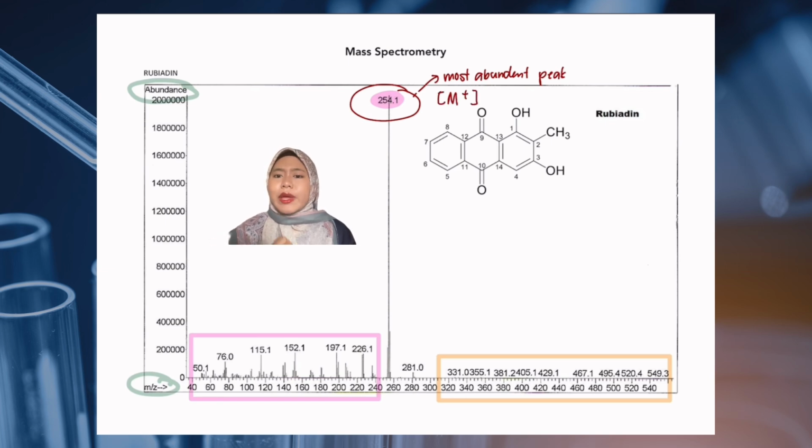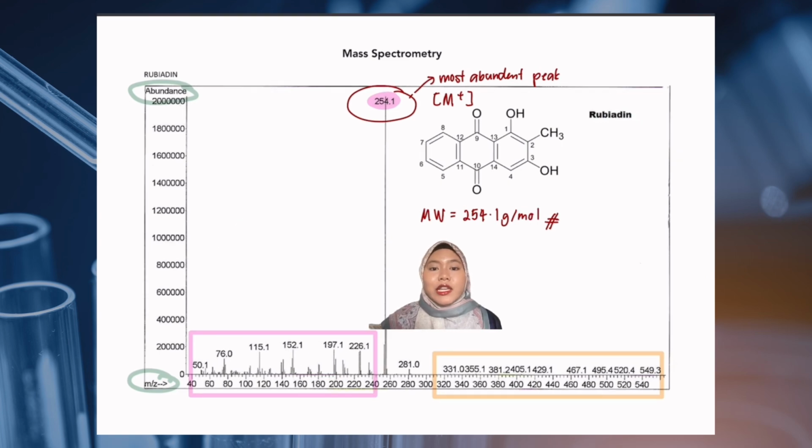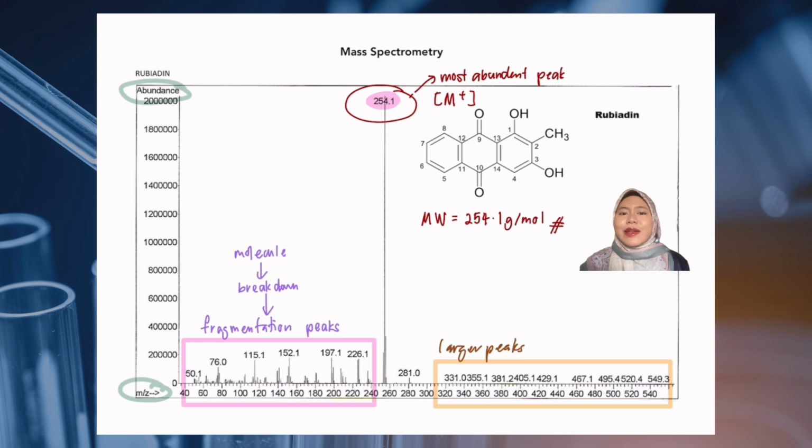So in this case for Rubiadin, if the molecular ion peak is at 254.1 mass to charge ratio, this indicates the molecular weight of the compound is 254.1 as well. When Rubiadin is analyzed by mass spectrometry, the lower peaks are recorded as well, which refer to the fragmentation peaks of the compound, because they arise from the breakdown of the molecule due to the unstable energy during the ionization process. Meanwhile, the larger peaks might represent dimers or other related fragmentation.